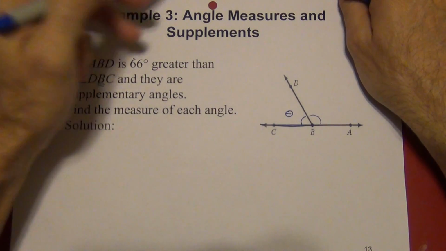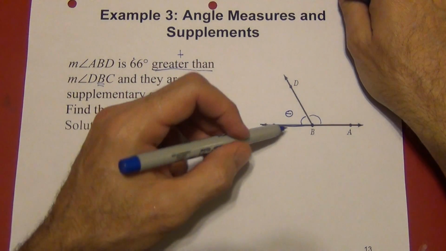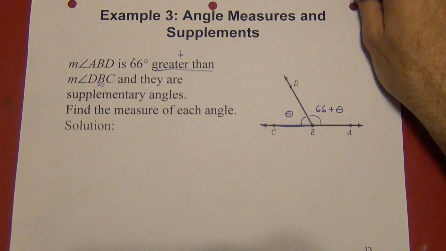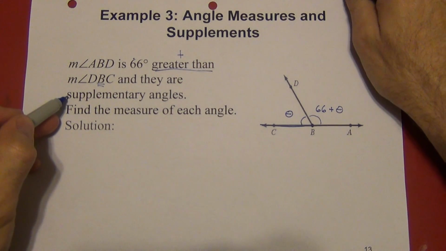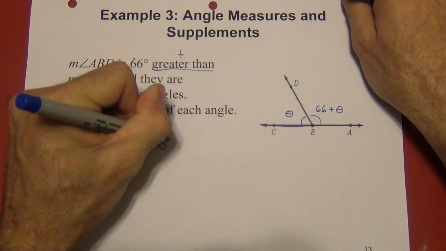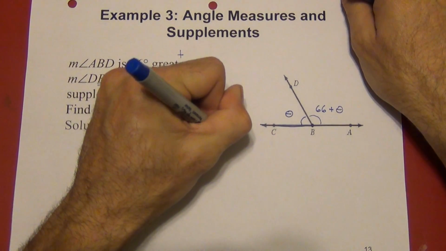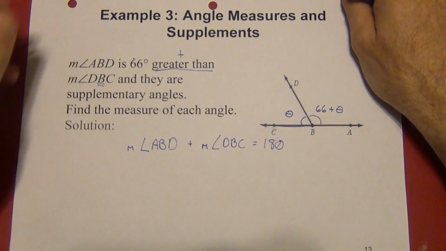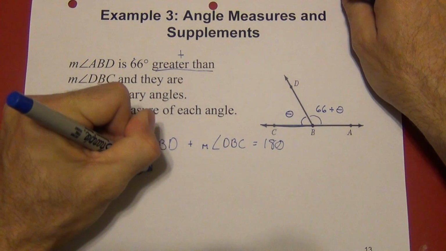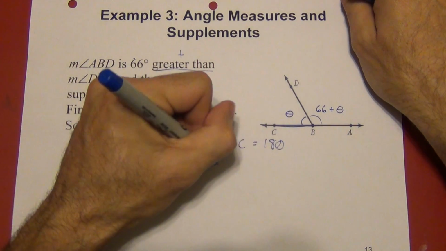It's 66 degrees greater than, well, that's an addition, than the measure of DBC. I don't know what DBC is, but I called it theta. So this is going to be 66 degrees greater than theta. And they are supplementary angles. So I know that these two angles added together, the measure of angle ABD and the measure of angle DBC, have to equal 180 degrees. This guy right here, the ABD, is theta plus 66, and the other guy, DBC, is theta.